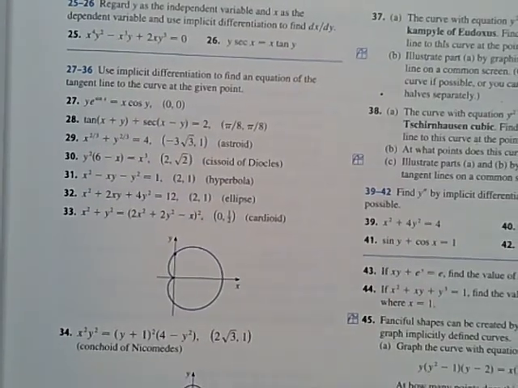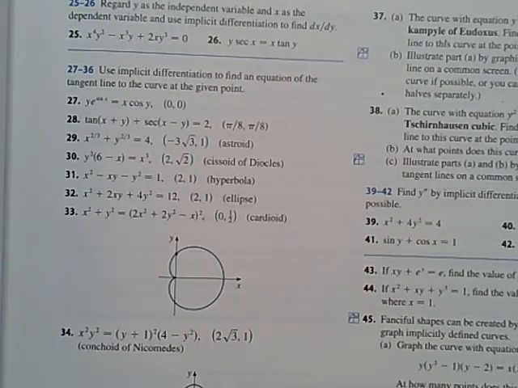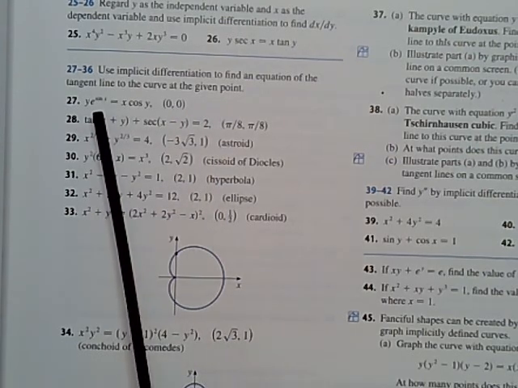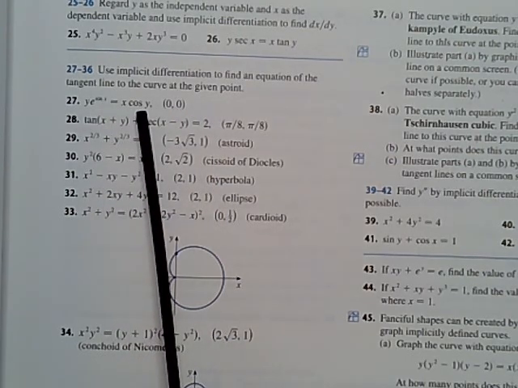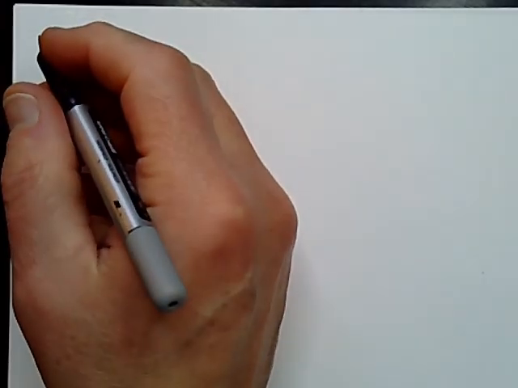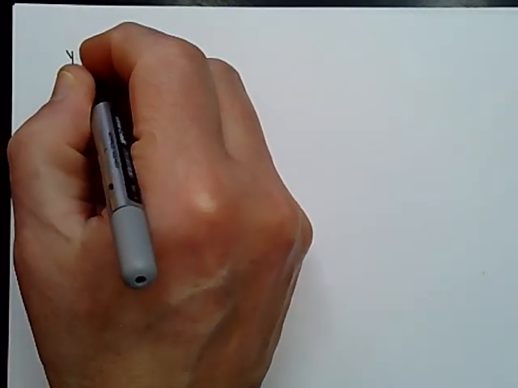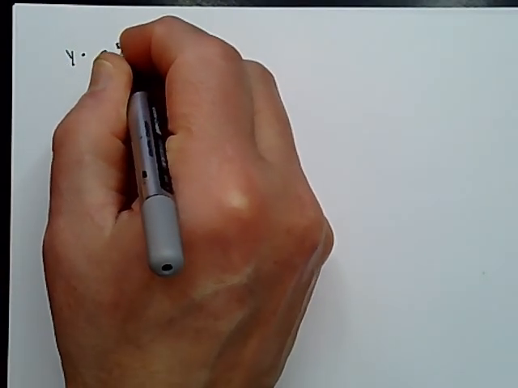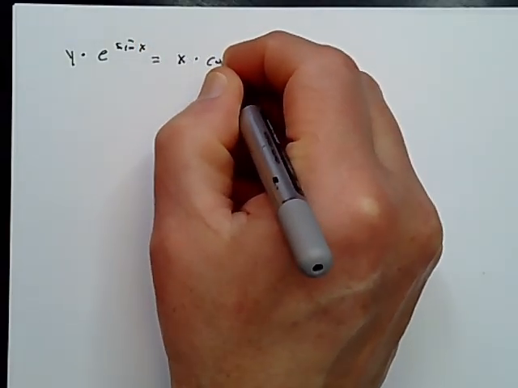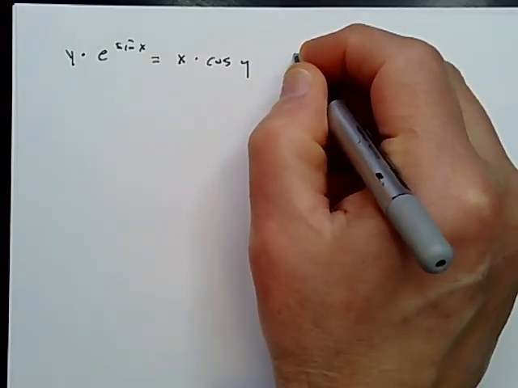And then there it says, use implicit differentiation to find the equation of the tangent line to the curve at the given point. And the curve is y times e to the sine of x equals x times cosine y, and the point is 0, 0. So as I said, sometimes these ones are a little big. When they're ones that are a little bigger, I usually do fewer questions. Let's see. So y times e to the sine of x equals x times cosine y at 0, 0.